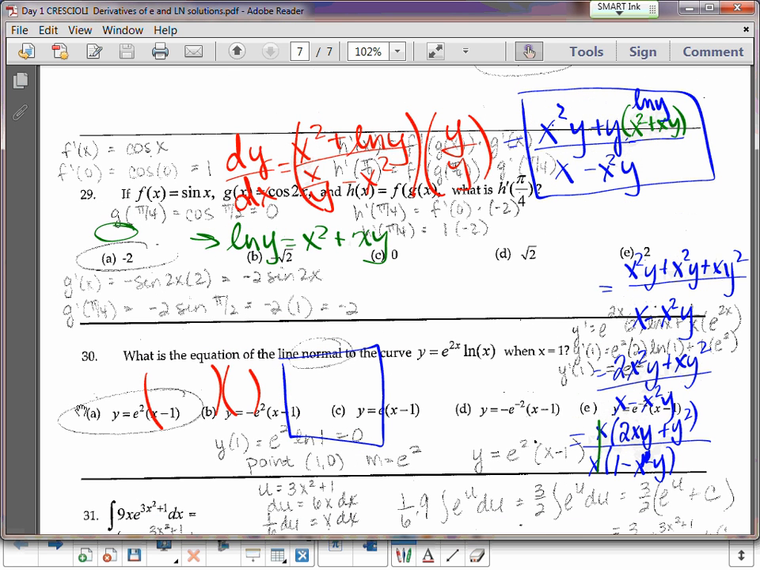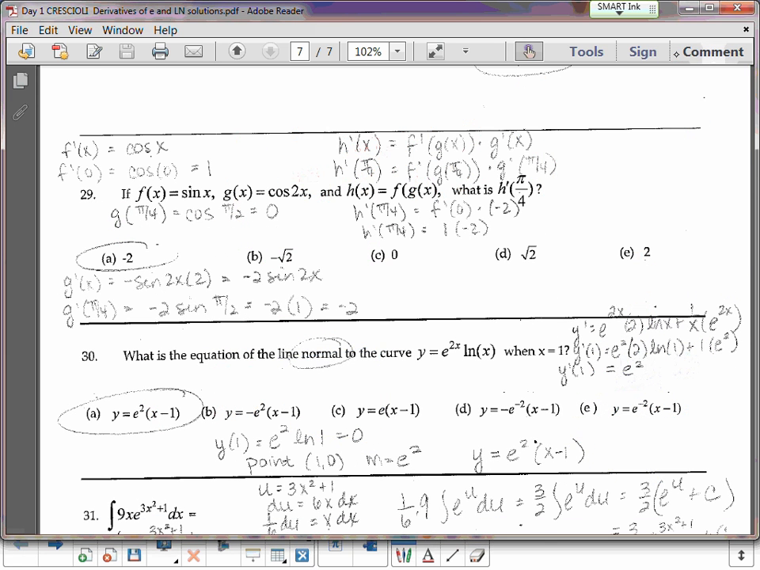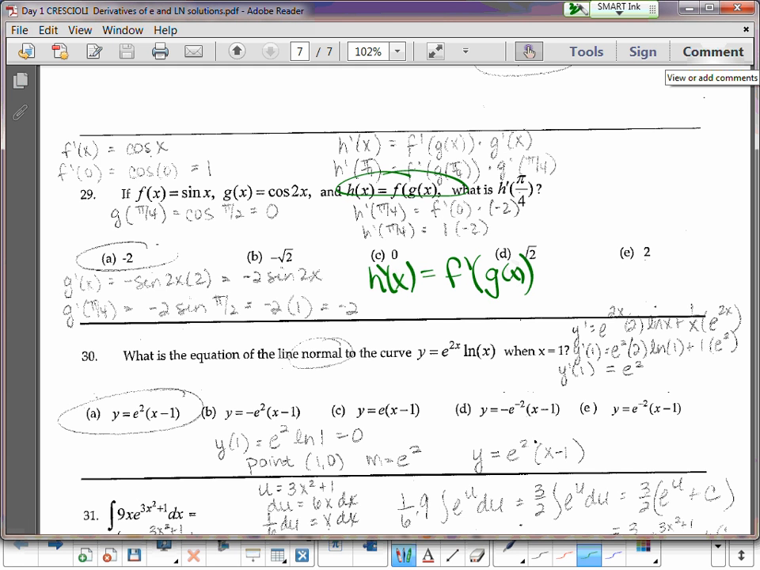Yes, 29, our chain rule. Alright, so for 29, we have h of x is made up of f of g of x. It is a composition of functions, which means when we do our derivative, we must do the chain rule. So our chain rule says that doing the derivative of the composition, do the derivative of the outside, inside stays, and I have to follow chain rule and multiply by the derivative of the inside.